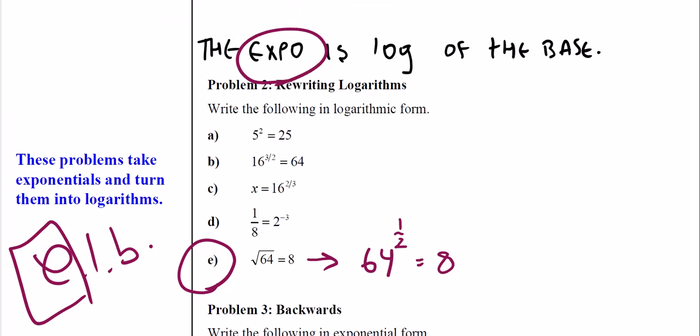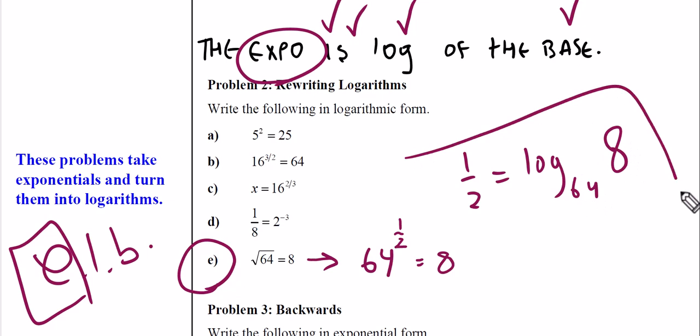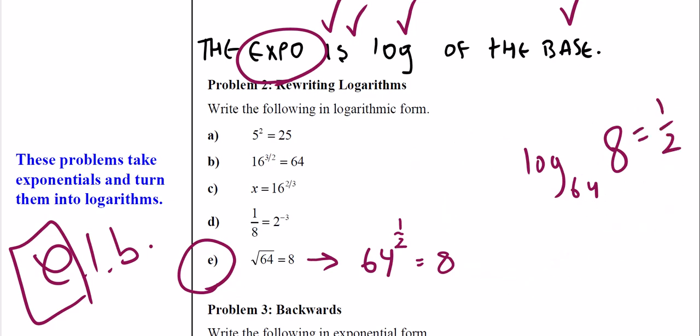So, let's force an exponent like we did in part E. Okay? Now we have an exponent. Now we can do E.L.B., right? The exponent, 1/2, is equals logarithm, base 64, argument 8. And again, be comfy with me writing like that as well.